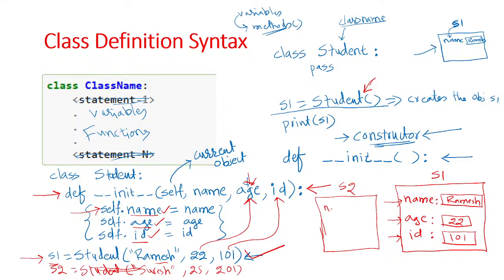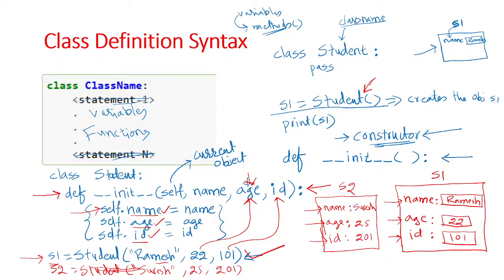Again, for this object also, because he is a separate person, there will be name, age and id. So this object will have separate values for these three variables or attributes. It will have the name value as Suresh, age value as 25 and id value as 201. Every object will have its own copy of these attribute values.